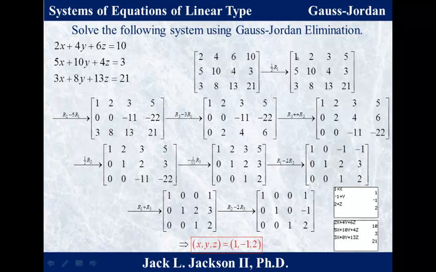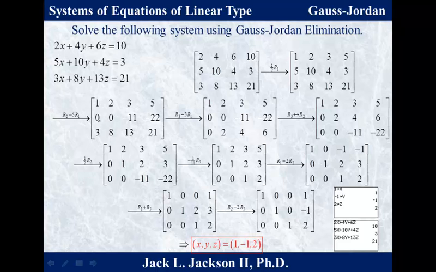Okay, so for example, I'm going to change row 2. So I'm going to leave row 1 and 3 alone, so just recopy those, and take row 2 minus 5 times row 1. So take row 1 times negative 5 and add. Negative 5 times 1 is negative 5 plus 5 is 0. Negative 5 times 2 is negative 10 plus 10 is 0. Negative 5 times 3 is negative 15 plus 4 is negative 11. And negative 5 times 5 is negative 25 plus 3 is negative 22.